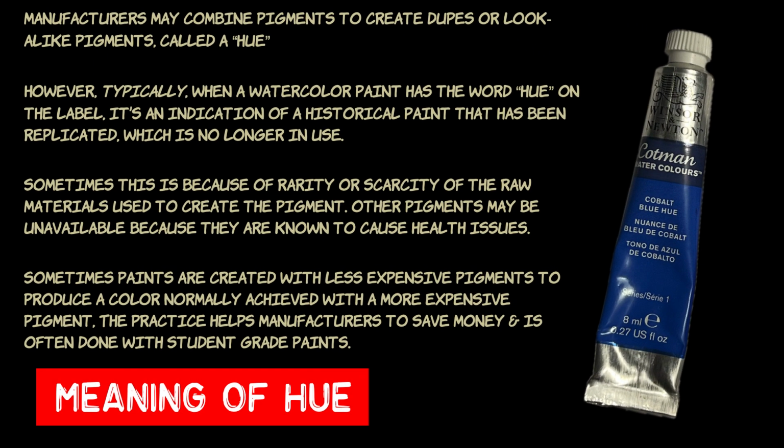Manufacturers may combine pigments to create dupes or look-alike pigments, called a hue. However, typically, when a watercolor paint has the word hue on the label, it's an indication of a historical paint that has been replicated, which is no longer in use. Sometimes this is because of rarity or scarcity of the raw materials used to create the pigment. Other pigments may be unavailable because they are known to cause health issues. Sometimes paints are created with less expensive pigments to produce a color normally achieved with a more expensive pigment. This practice helps manufacturers to save money and is often done with student-grade paints.